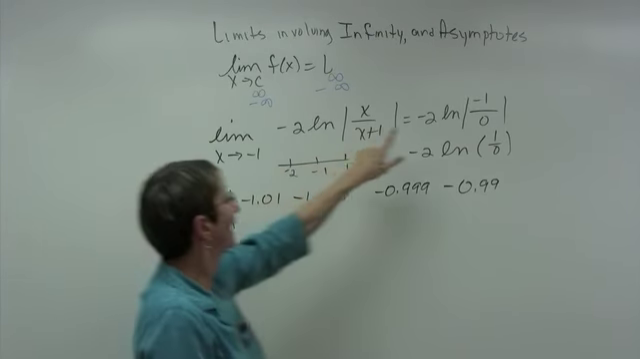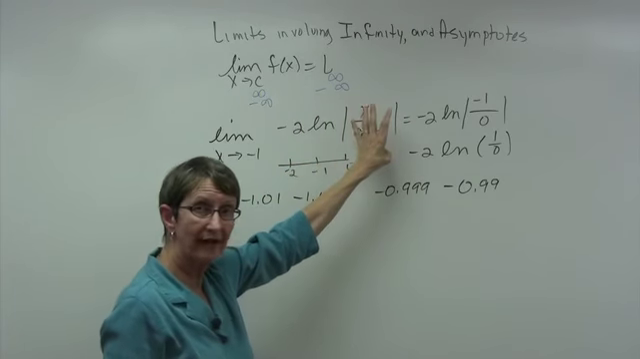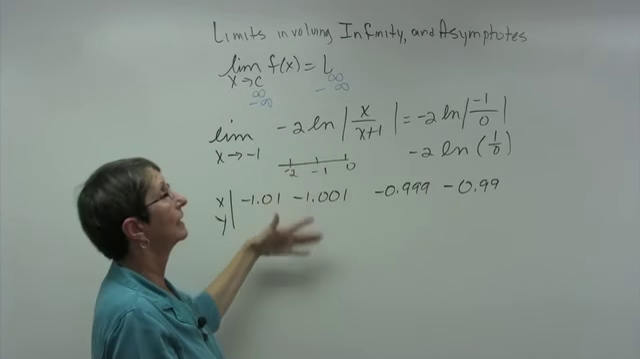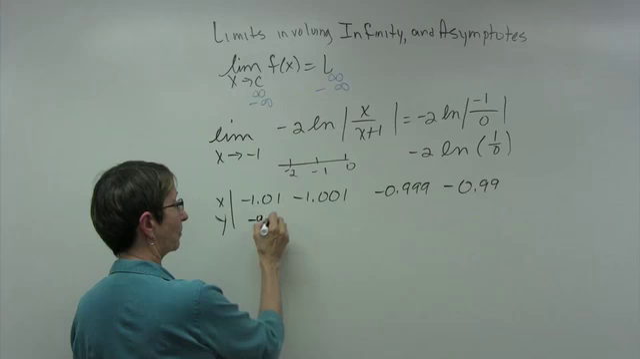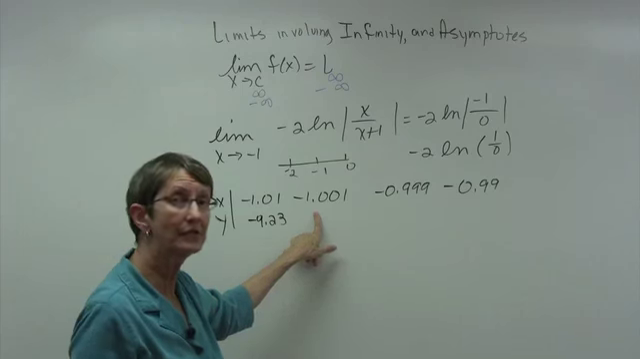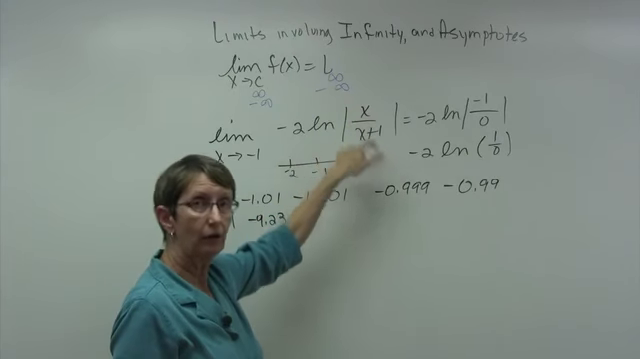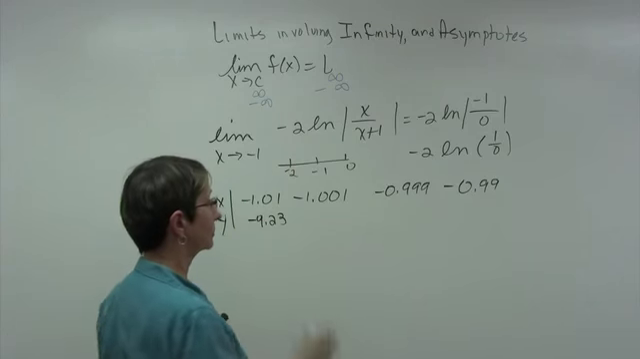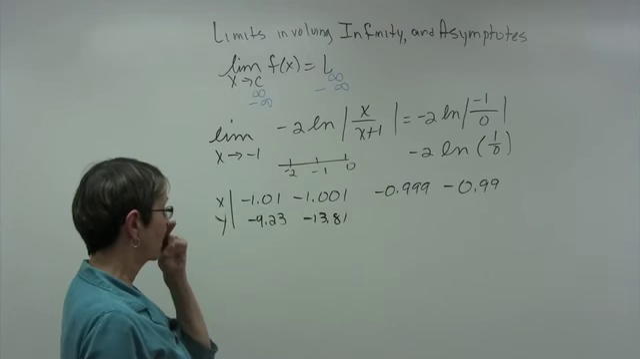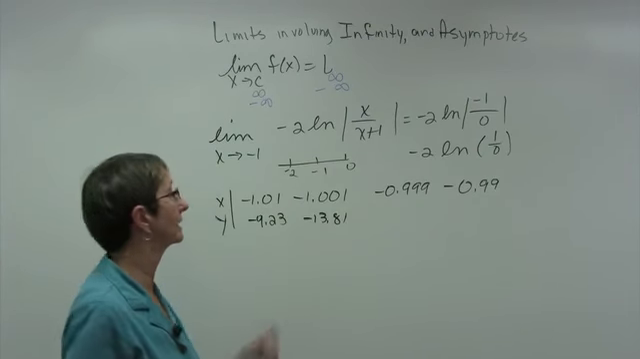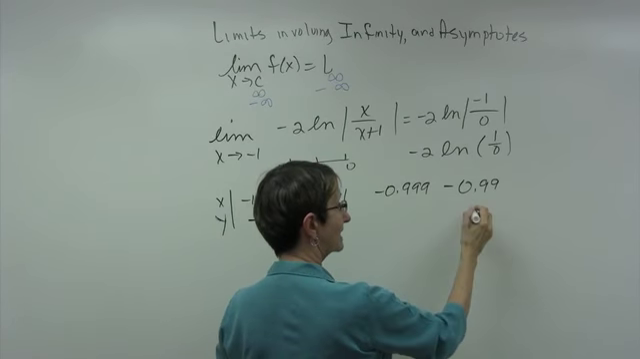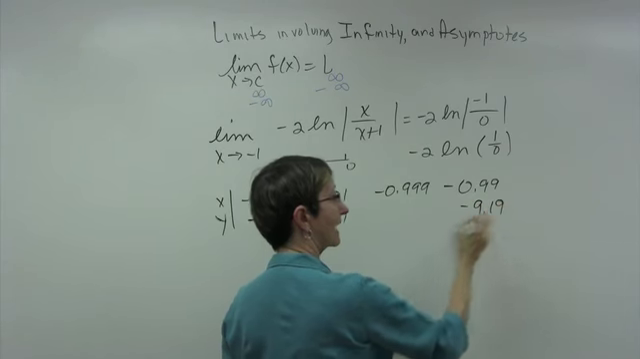If I plug in -1.01 in here, take the absolute value of it, take the natural log of it, multiply by -2, what I end up with is -9.23. Okay. If I plug in -1.001 over that plus 1, take the natural log, multiply by -2, I'll come up with negative 13.81. That's a big change. We're not approaching anything, it looks like. So we go to the other side. If I start away from negative 1, negative 0.99, I get negative 9.19.